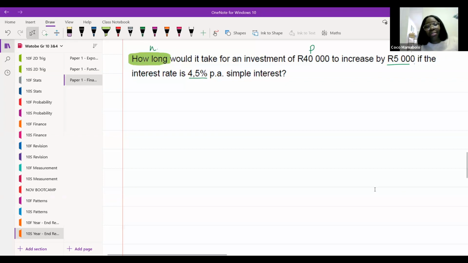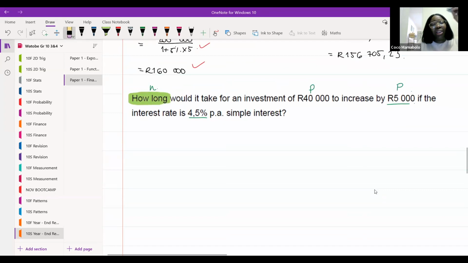So if my investment has increased by 5,000, how much do I want it to be in the end? It has to be 40,000 plus the 5,000. So my A value is actually going to be 45,000. That's how much I'm going to get for my A value. And then I know for a fact that I'm calculating for N.